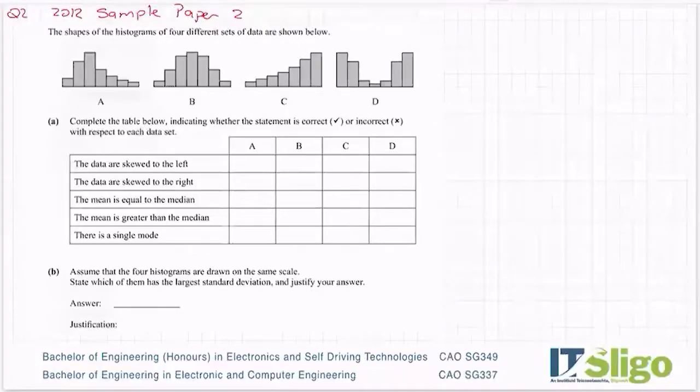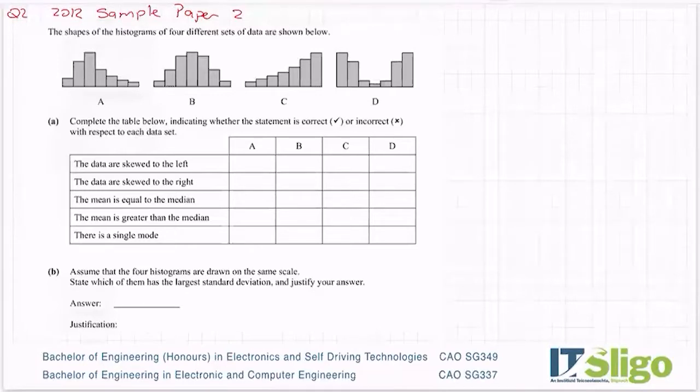Okay, so this question here on looking at histograms and looking at their shape is from 2012. It was a sample paper and it was question 2. So the shapes of the histograms of 4 different sets of data are shown below, A, B, C, D. Part A, complete the table below indicating whether the statement is correct or incorrect with respect to each data set.